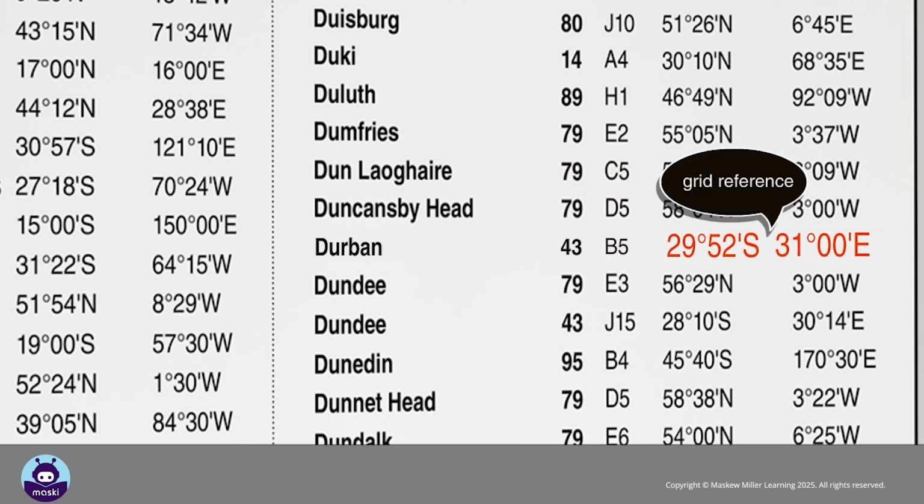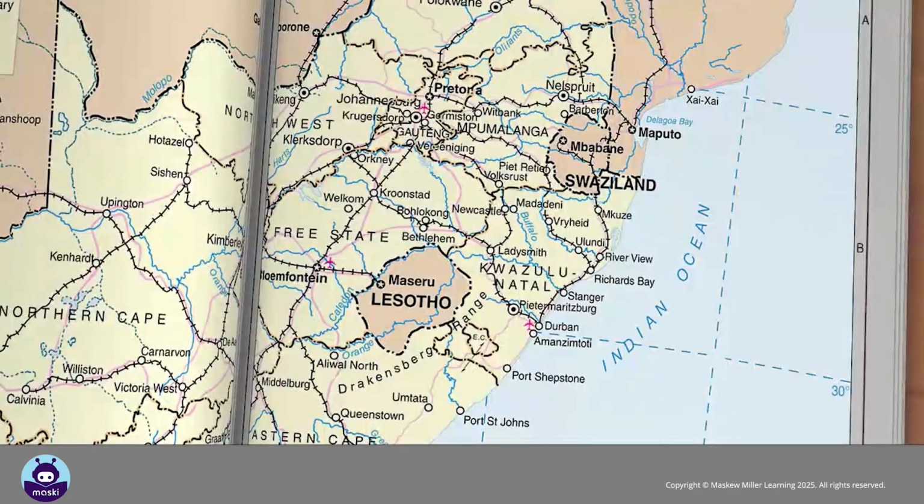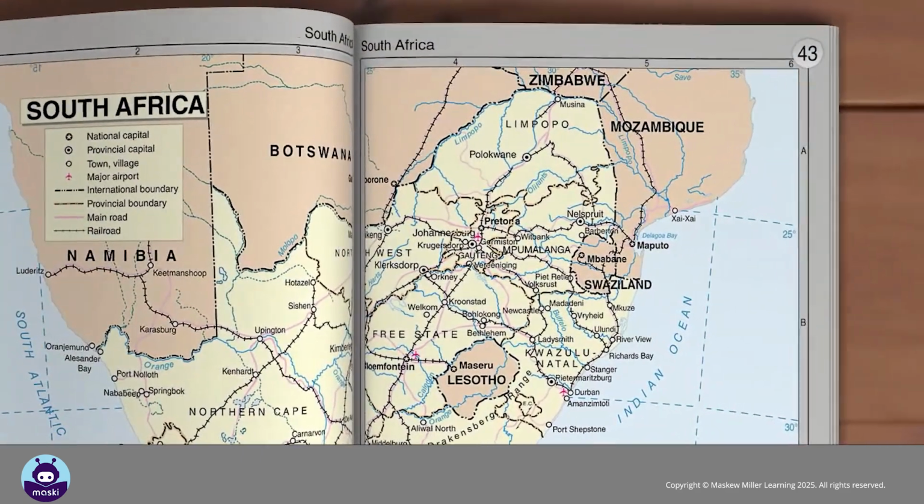You can also use the grid reference to locate Durban at the latitude 29 degrees 52 minutes south and the longitude 31 degrees 0 minute east. How do we locate Durban on this map of South Africa from page 43 in the atlas?